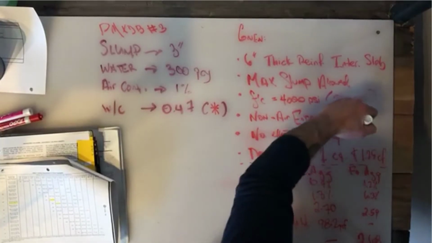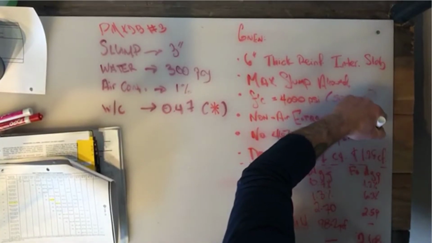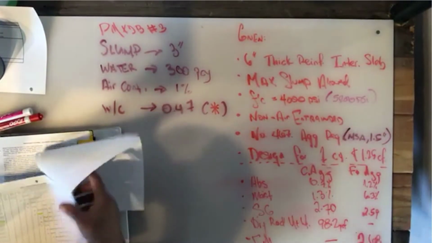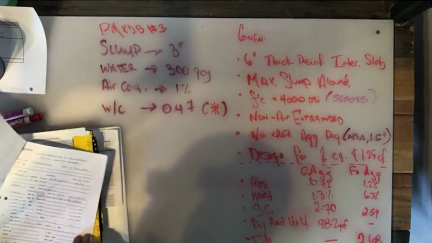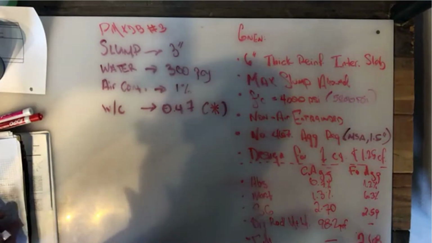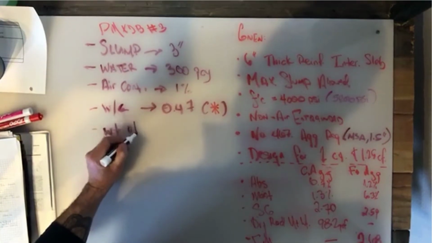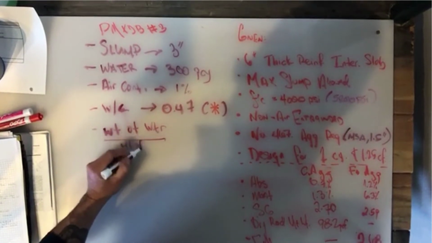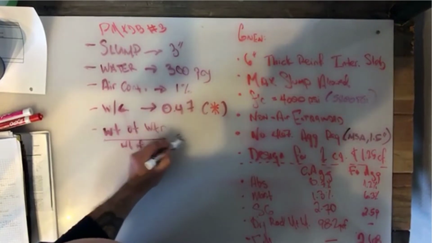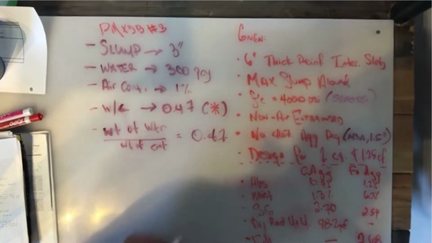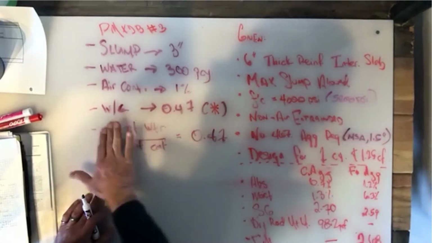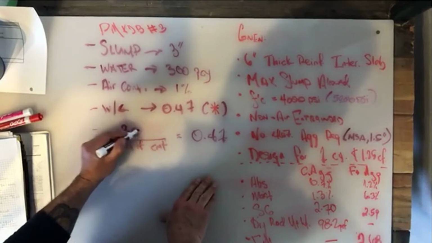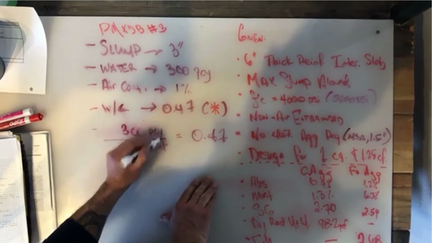Let me put our MSA. MSA is 1.5 inch, and that's from our ASTM C33. But let's get back to our math. Okay, so if we do the math, weight of water over weight of cement equals 0.47, right? So we know our weight of water, that's 300 pounds per cubic yard.